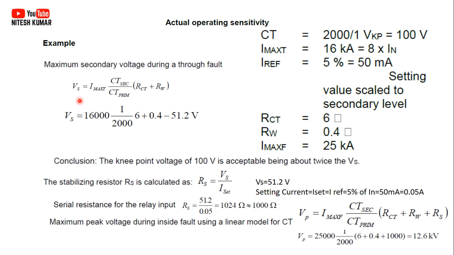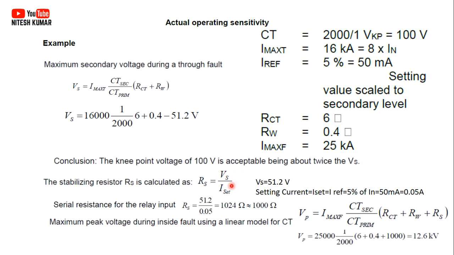So just consider here Vs is equal to I maximum through fault, that is the 16,000. This value I have taken, and CT secondary is 1 ampere and primary is 2000, and RCT here, resistance of the CT secondary is 6 ohm plus 0.4 ohm is the wire resistance. The value is coming 51.2 volt. So 51.2 volt voltage will be induced in the CT secondary when there is that maximum through fault, which is 16 kilo amps fault current.